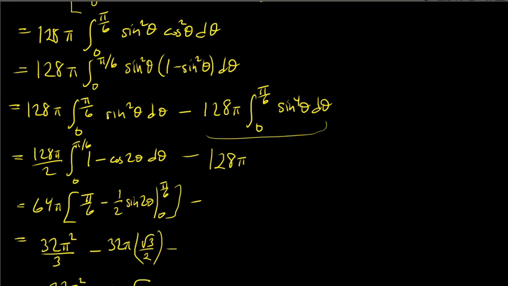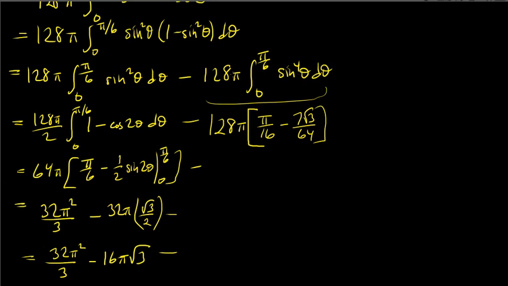Okay, so here's the results. We get pi over 16 minus 7 square root of 3 over 64. If this were sine cubed, I think I gave you the formula for sine cubed on your formula sheet. I should probably do sine to the 4th and cosine to the 4th as well, just so that you don't have to do the reduction formula yourself.